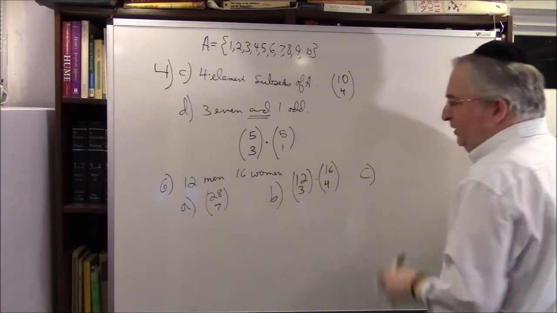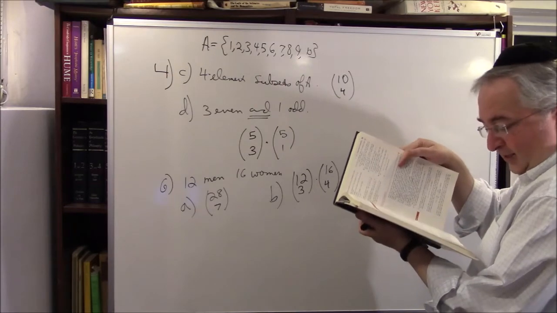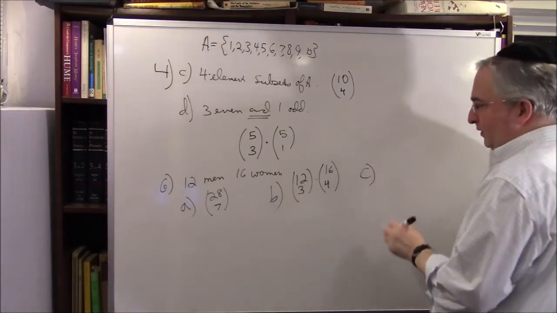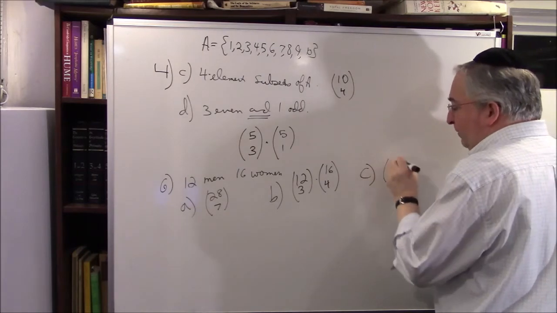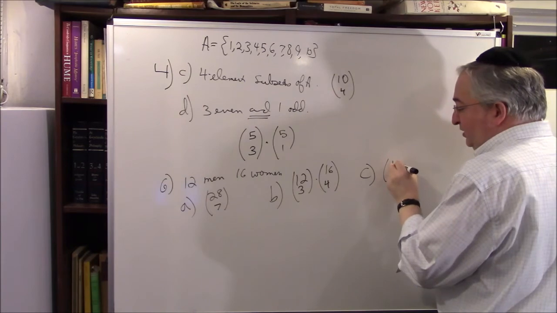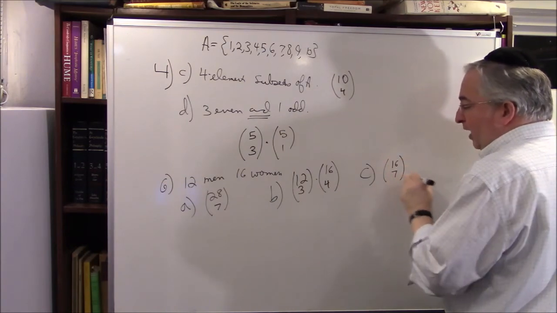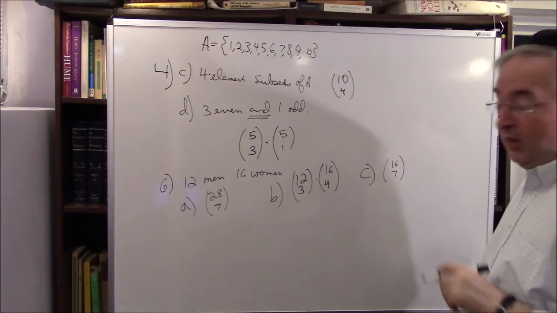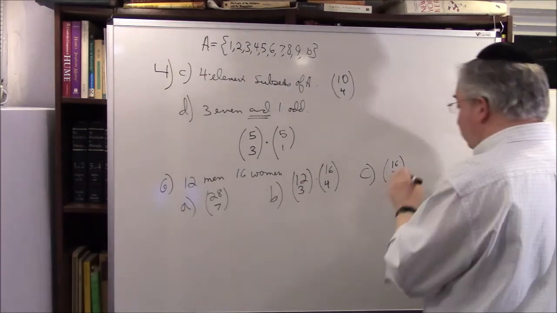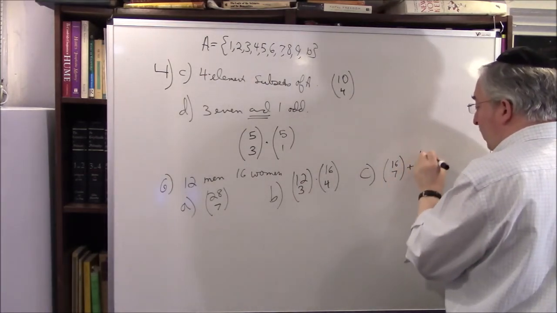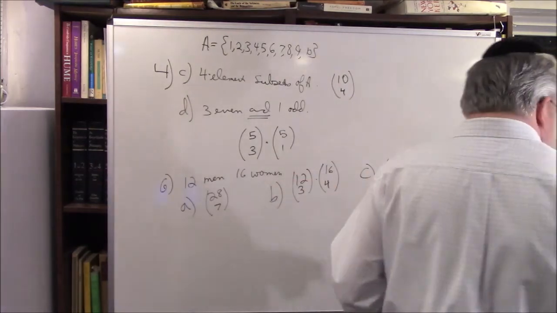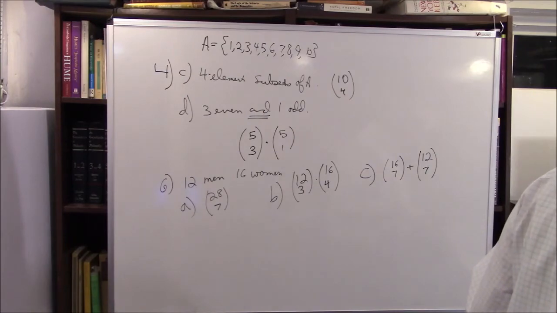And C, let's do C. 7 women or 7 men. Okay, so how many ways are there of choosing 7 women? There are 16 women. I want to choose 7 of them. Or, this is the union rule, plus 12 choose 7. Okay, and again, you have to fill in what the numbers are.